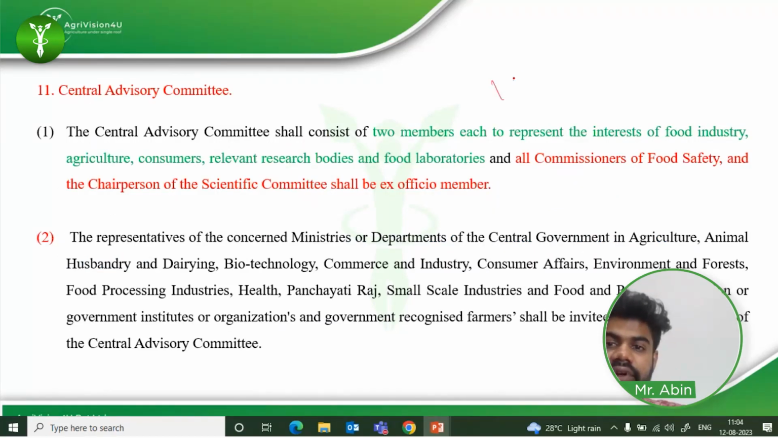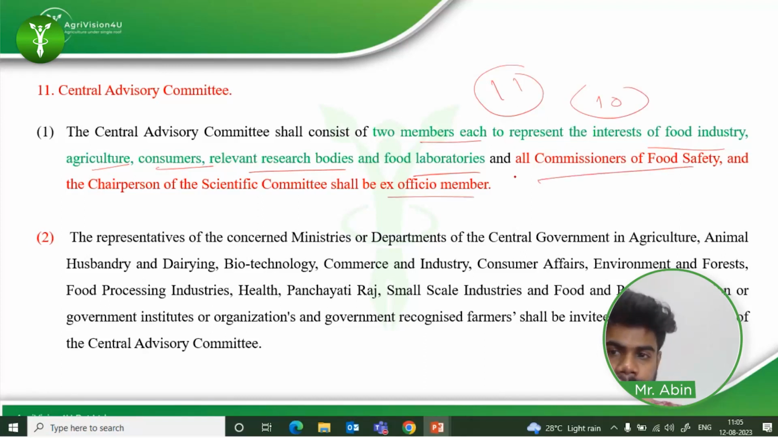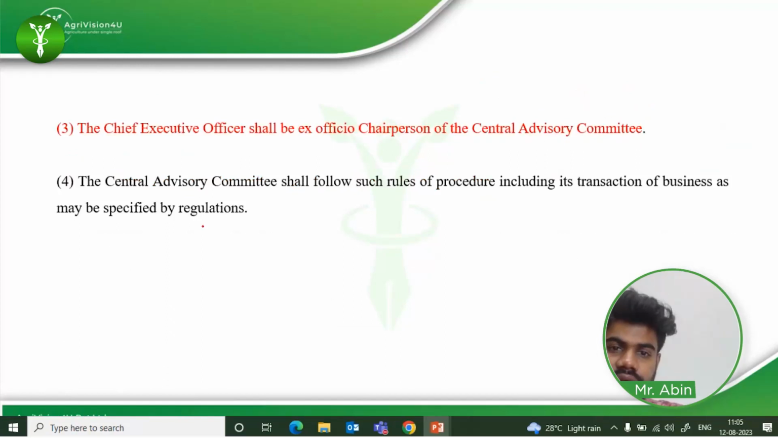Now we will be seeing section 11. It's very important. That is the Central Advisory Committee. The Central Advisory Committee will have members: two members each from food industry, agriculture, consumers, relevant research bodies, and food laboratories. So there will be 10 members, and all commissioners of food safety and the chairperson of the scientific committee shall be ex officio members. The CEO shall be ex officio chairperson of the Central Advisory Committee. Here also the term ex officio chairperson is coming. That is, the CEO is working as the Chief Executive Officer, and other than that he is holding one more position. That's why it's termed ex officio chairperson.